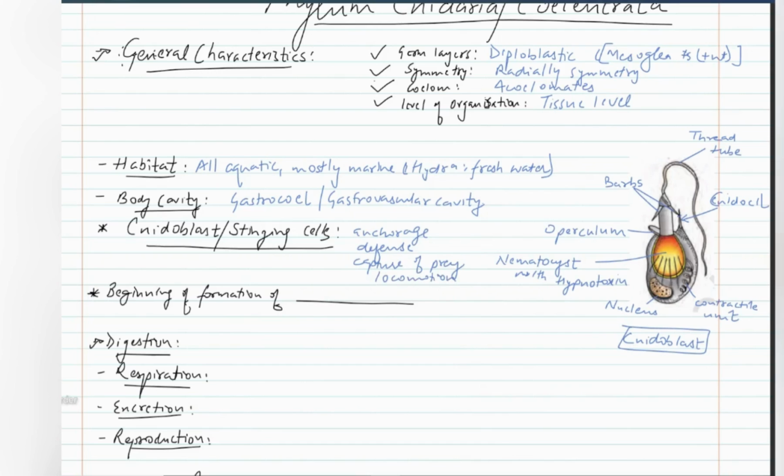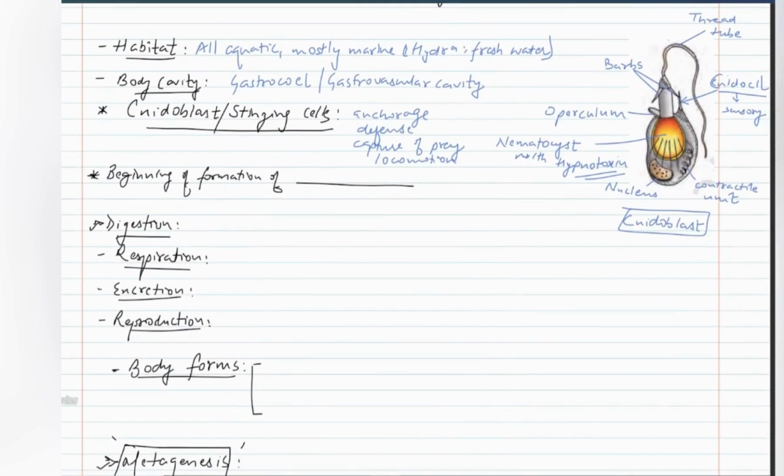Now this is what a stinging cell or a cnidoblast looks like. These are the parts of a cnidoblast. You need not go into detail of these parts, but what you need to remember is the cnidocil. It is the sensory part. So whenever there is an organism nearby or something lands on the cnidocil, the cnidoblast is activated. The operculum, which is the lid or the covering, opens and thread tubes come out, and it contains hypnotoxin which hypnotizes the prey.